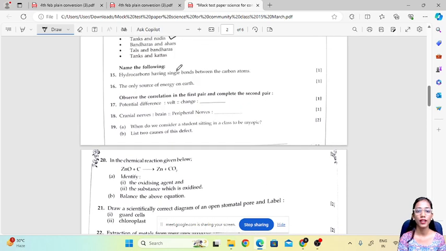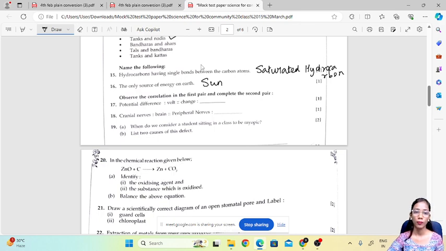Now we move on to the next part, that is name the following and correlation part. For the name of the following, I will write the answers in the paper itself. Name the following: hydrocarbon having single bond between the carbon atoms. Okay, we have just discussed. The one with single bond, they are called saturated hydrocarbon. So the correct answer is saturated hydrocarbon. Next, the only source of energy on earth. Very easy. The only source of energy on earth is the sun.